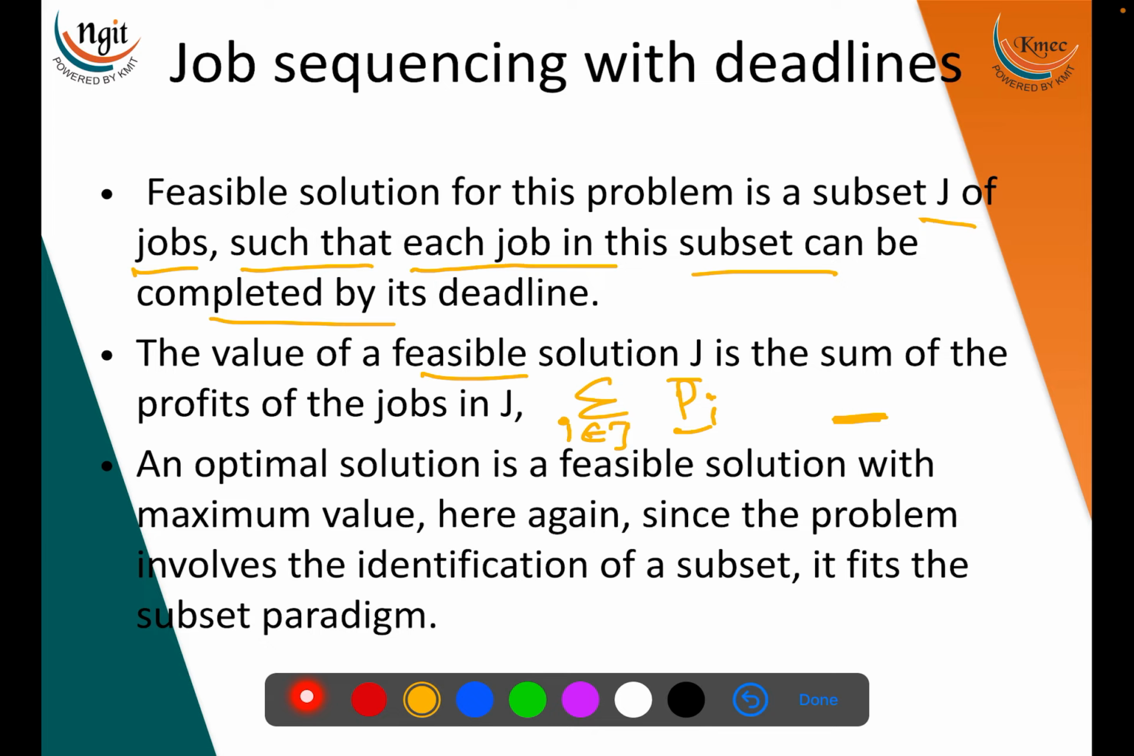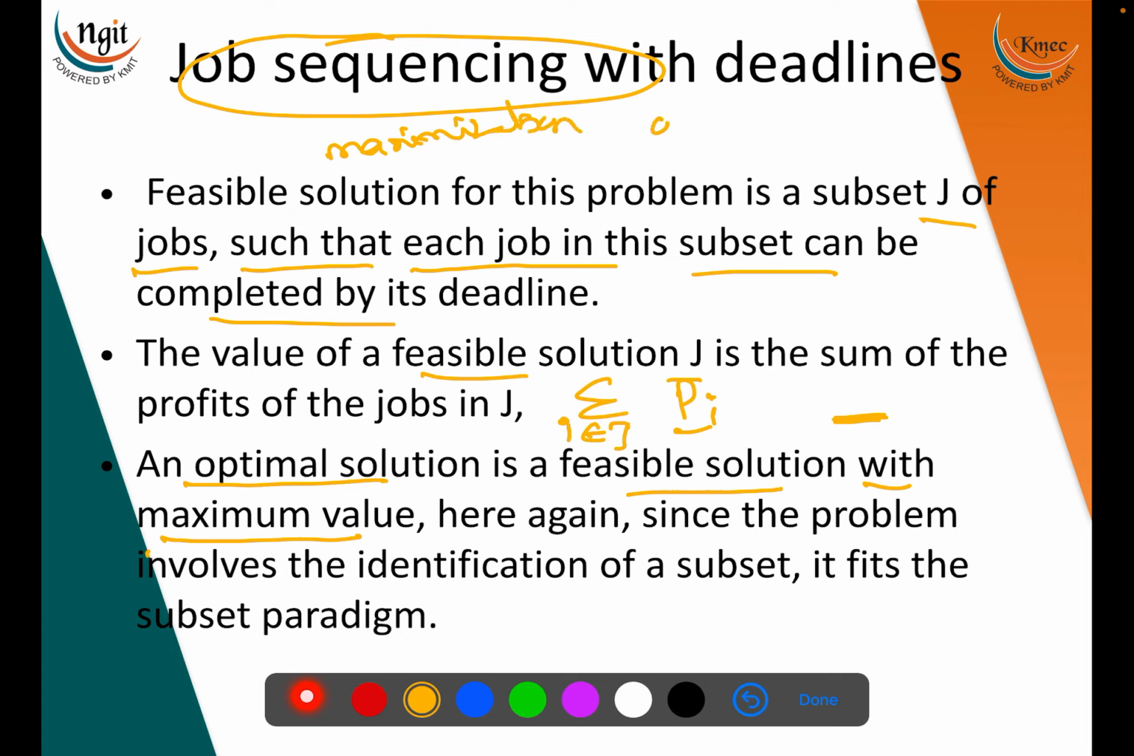Now, what is the optimal solution? An optimal solution should be a feasible solution with maximum value. So job sequencing is a maximization problem, or an optimization problem. An optimization problem is a problem whose result is either maximization or minimization. Since the optimal solution of job sequencing with deadlines is the maximum value, you can say it is a maximization problem. Since the problem involves the identification of a subset, it fits the subset paradigm.